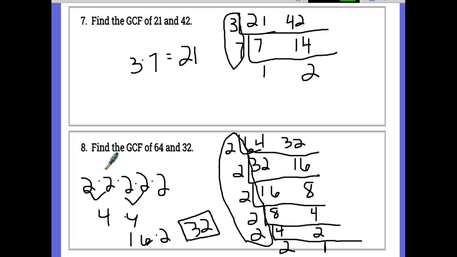Okay, I could also do 2 times 2 is 4, 4 times 2 is 8, 8 times 2 is 16, 16 times 2 is 32. But if you look and you can group, that's another way of being able to do that. So either way, your greatest common factor is 32. We are done with greatest common factor.